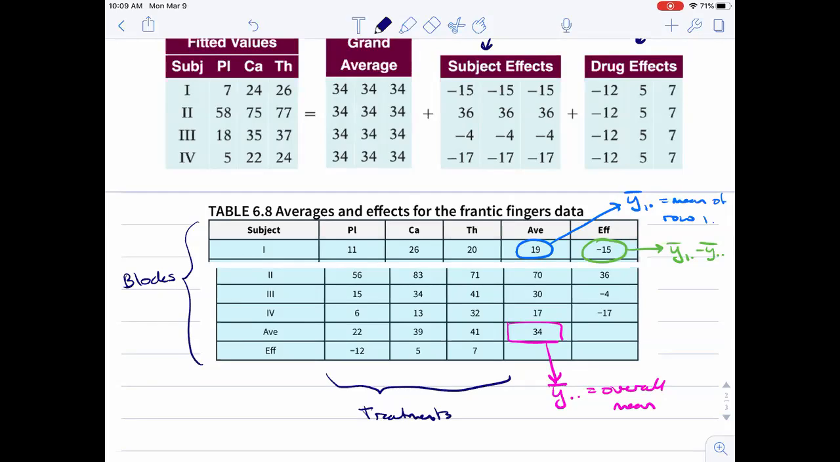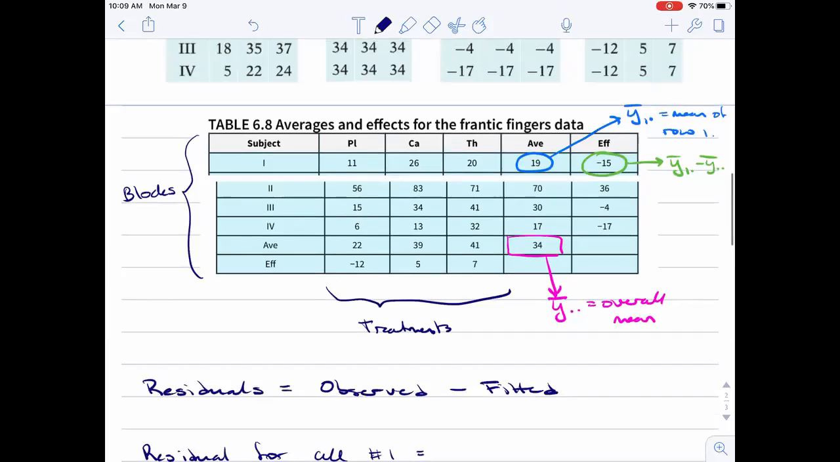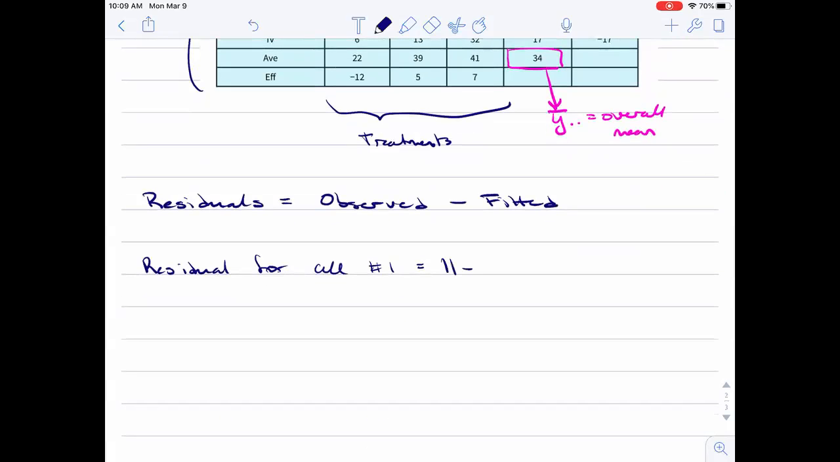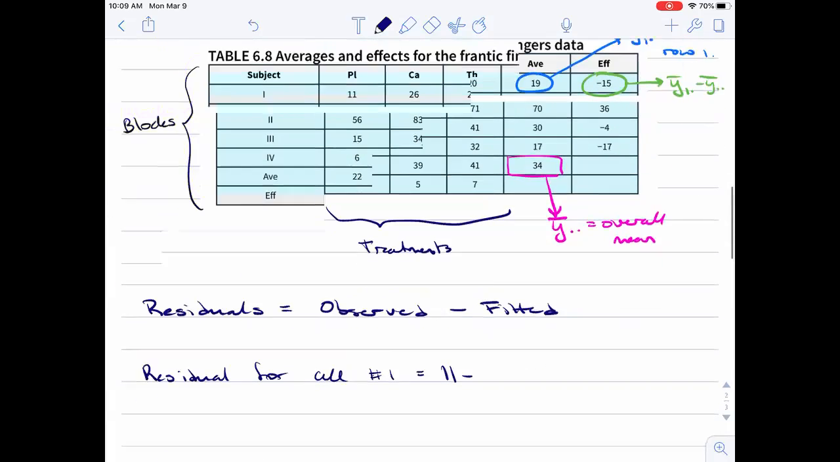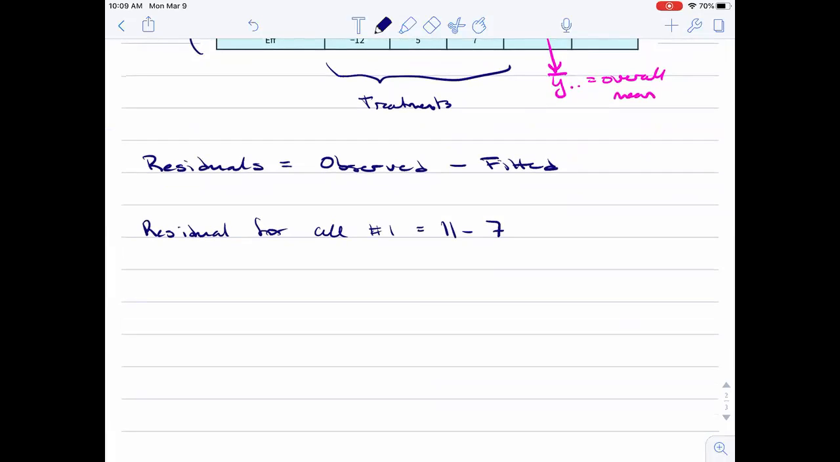So the residual for cell number 1, for example, is going to be observed, which is 11, minus your fitted value, which is 7. That's 4. I think 4, right?